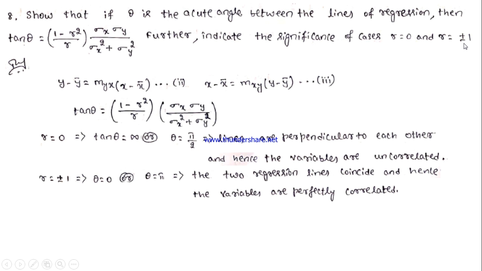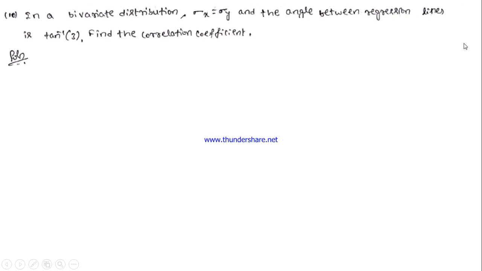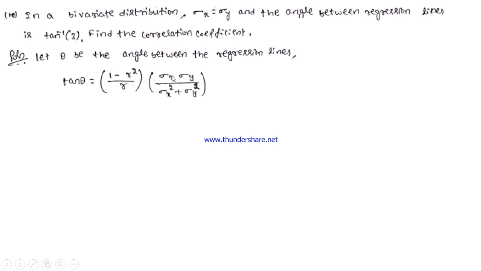Let me see a problem on this formula. In a bivariate distribution, sigma x is equal to sigma y, and the angle between regression lines is tan inverse of 3. Find the correlation coefficient. It's very simple. Let me assume theta is the angle between the two regression lines. If that is the case, what is my tan theta? Yes, this is what the formula is, where I know theta is tan inverse of 3, which means tan theta should be equal to 3. That's good. And one more point, sigma x is equal to sigma y is given.